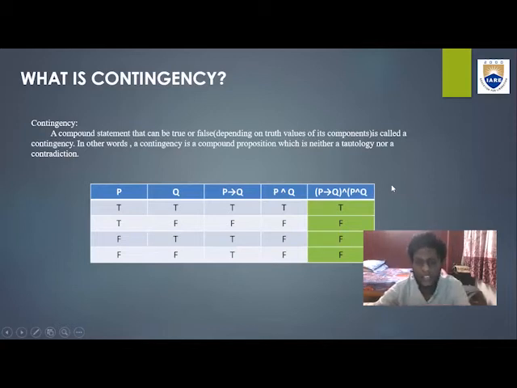Now let us discuss contingency. A compound statement that can be true or false depending on the truth values of its components is called a contingency. In other words, a contingency is a compound proposition which is neither a tautology nor a contradiction, which means some of the values in the final column of the table will be true and others will be false. Then it is called a contingency.